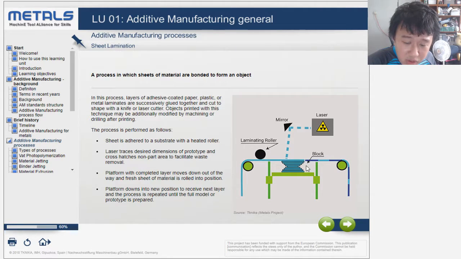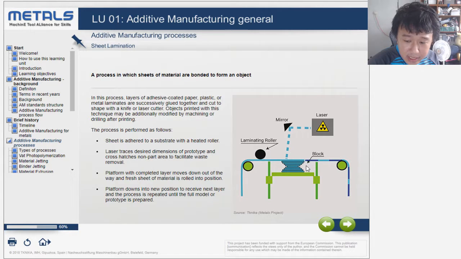The process is performed as follows. The sheet is adhered to the substrate with a heated roller. Laser traces desired dimensions of the prototype and the cross hatches of non-part area to facilitate waste removal. Platform with a completed layer moves down out of the way. Fresh sheet of material is rolled into position. Platform goes down into new position to receive the layer, and the process is repeated until the full model or prototype is prepared.